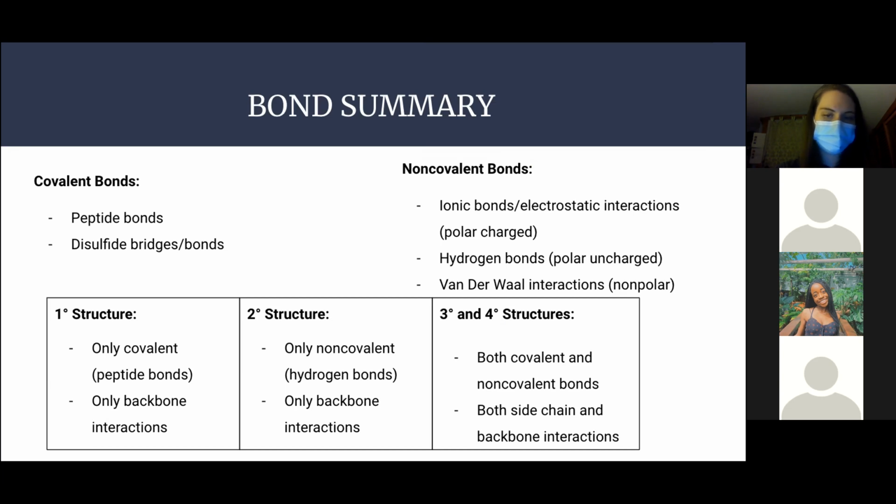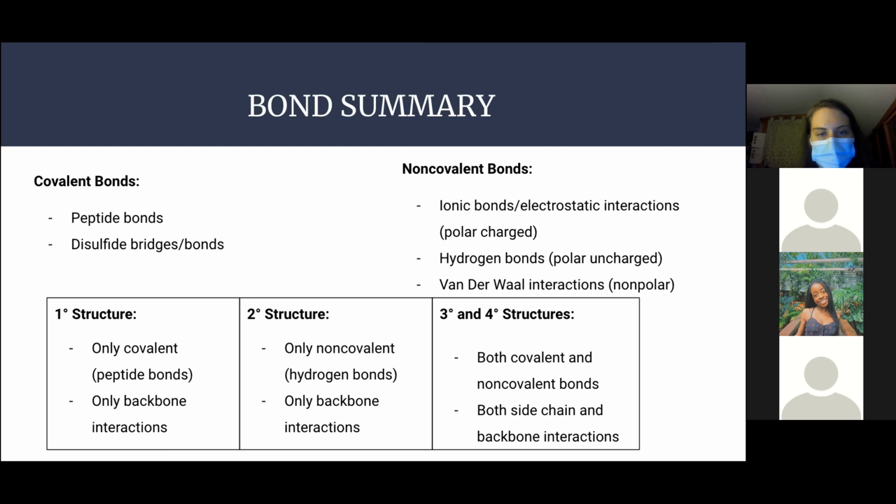And then you have your non-covalent bonds. These are your ionic bonds, between two polar charged amino acids; electrostatic, which is between a polar charged and a polar uncharged; your hydrogen bonds between the uncharged; and your van der Waals interactions. And those are going to be in your tertiary and quaternary structures.